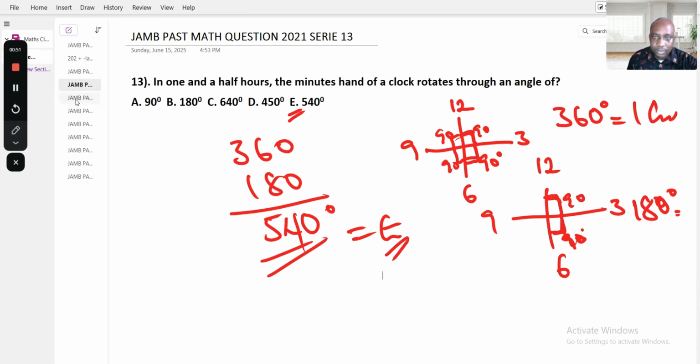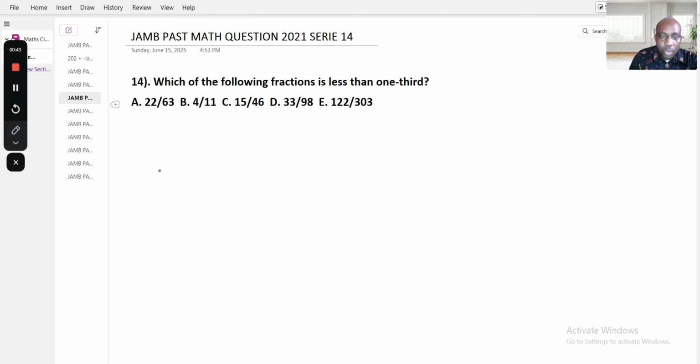Which of these fractions is less than one third? What you are going to do is, the question says, what is our 1/3? 1/3 should be 0.3333. Let me confirm it. 1 divided by 3 is going to give us 0.33, isn't it? Now for A, the question gives us options, so it is trial and error. That's what we are going to do here.